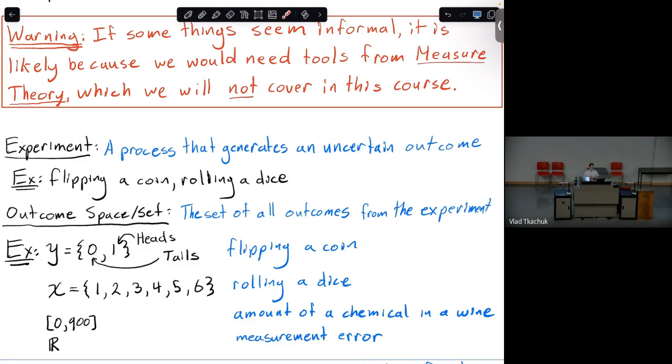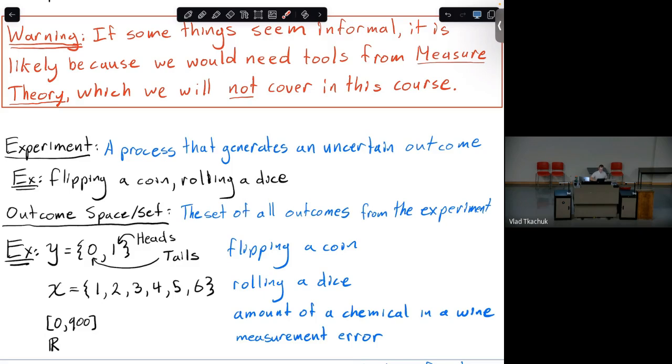I'm emphasizing this because the outcome space is going to be important throughout. You need to know the set of possible outcomes. For rolling a dice, a typical outcome space you'd write is the numbers that the dice could show, so the numbers 1 to 6. In the case of trying to classify wine that we saw in the first lecture, there was this notion of the amount of a chemical. Here you might use the interval 0 to 900 to represent the outcome space, so the amount of a chemical could be any value, let's say between 0 and 900 milligrams.